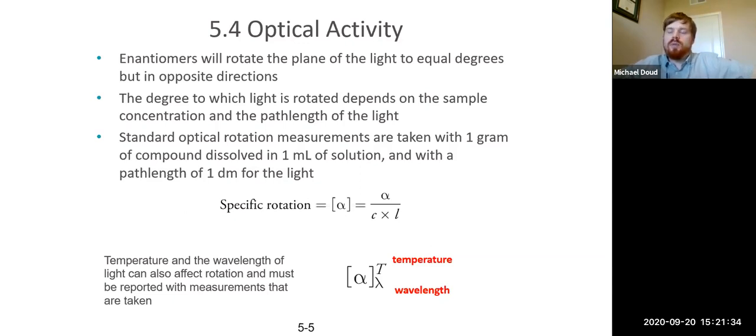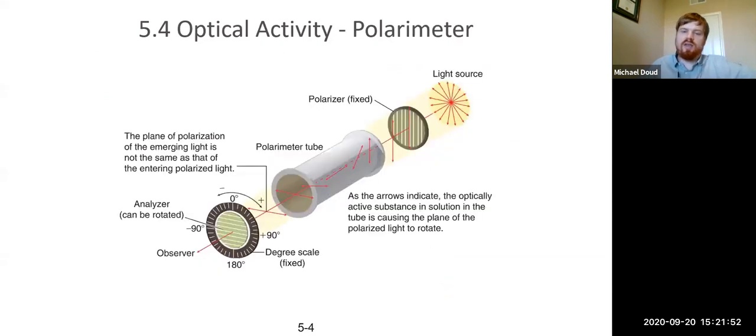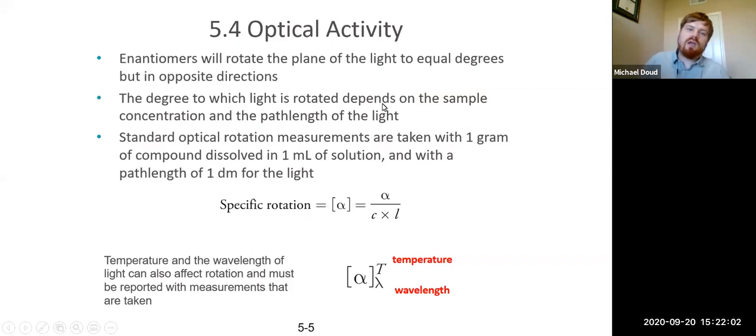So now we're going to talk about the numbers that come out of this, because that degree actually gives us a certain number. Okay, a couple good notes before we move into the actual math. Number one, enantiomers are going to rotate the light to equal degrees, but in opposite directions. So if the R, for example, rotates the light 45 degrees to the left, then the S is going to rotate it 45 degrees to the right, that kind of thing.